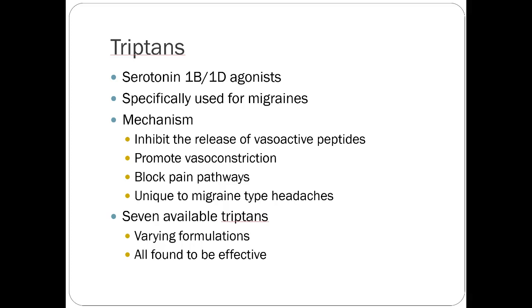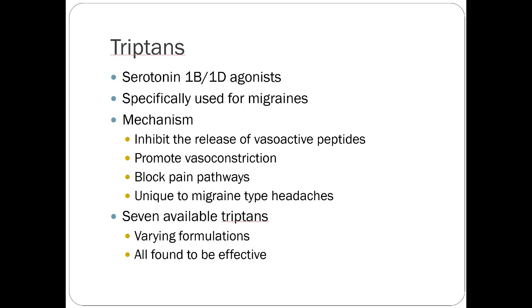Their mechanism is to inhibit the release of vasoactive peptides. They promote some vasoconstriction. And then there's a number of other things that are suspected that these medications do, like blocking some roundabout pain pathways that are unique to migraine-type headaches. Anyway, this is all they're used for. They aren't used for any other types of pain syndromes.